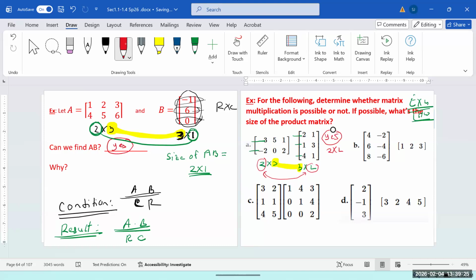Now volunteer for B. Who would like to try B? Crystal. If you look at the first matrix, it would be 3 by 2. And the second one would be 1 by 3. Can you multiply? No, you can't multiply it because the number of columns is not the same as the number of rows. So these two are not the same. Perfect.